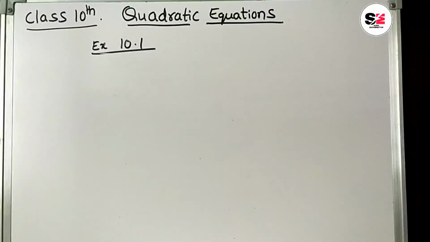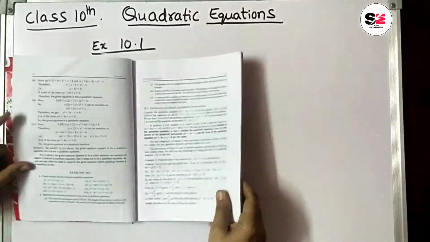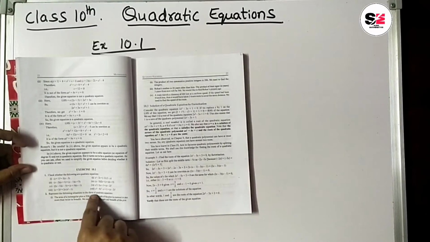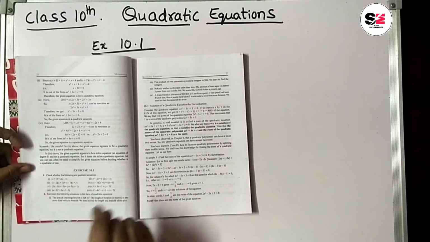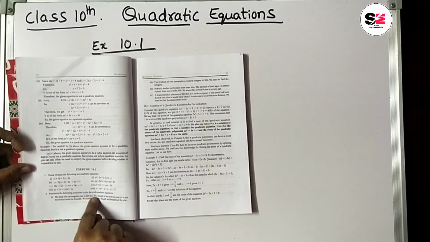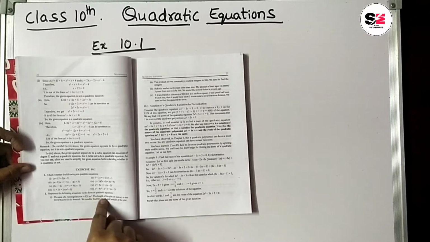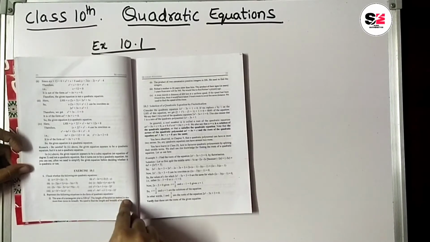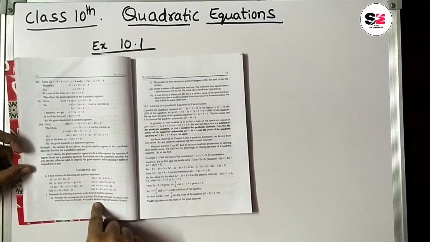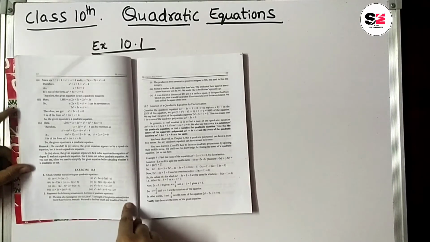Hello students, in today's class I am discussing the quadratic equations, exercise 10.1, in the second main. Okay, the first question is: represent the following situations in the form of quadratic equations. In the first one, the area of a rectangular plot is 528 meter square. The length of the plot in meters is 1 more than twice its breadth. We need to find the length and breadth of the plot.